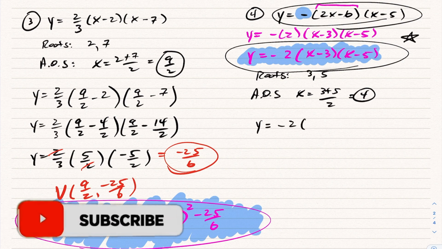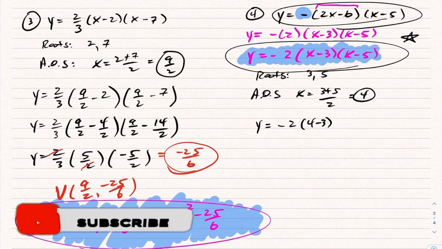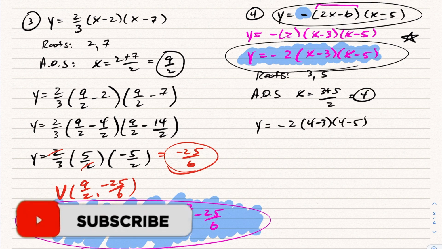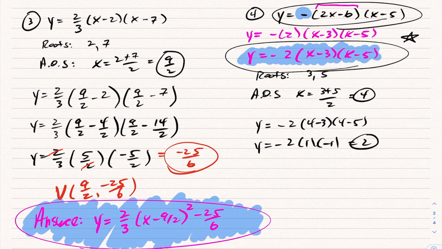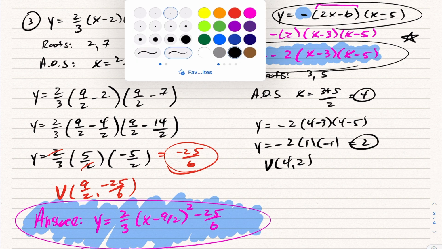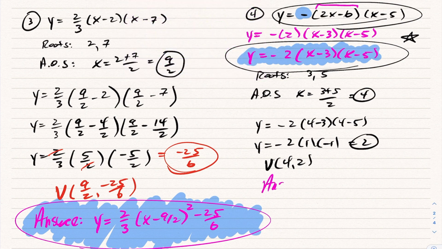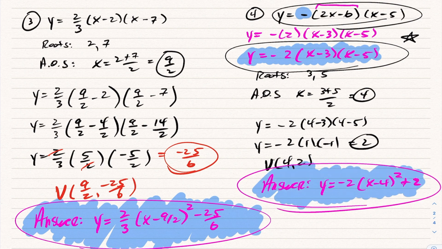So it's going to be -2. Everywhere I see an x, I change that to a 4. In which case I get -2 times 1 times -1, which is 2. So the vertex of this quadratic is going to be 4 and 2. So now I can finally give my answer. The answer to this is going to be y equals my a value, which is -2, (x minus 4) quantity squared plus 2. And you can see now I am in vertex form.